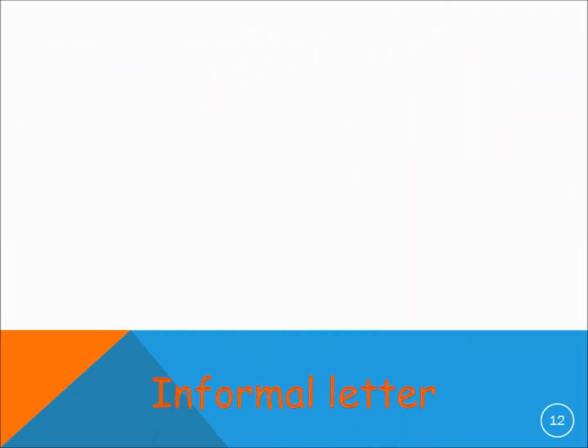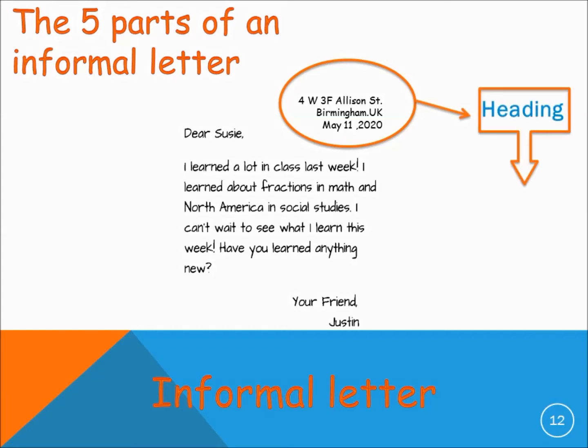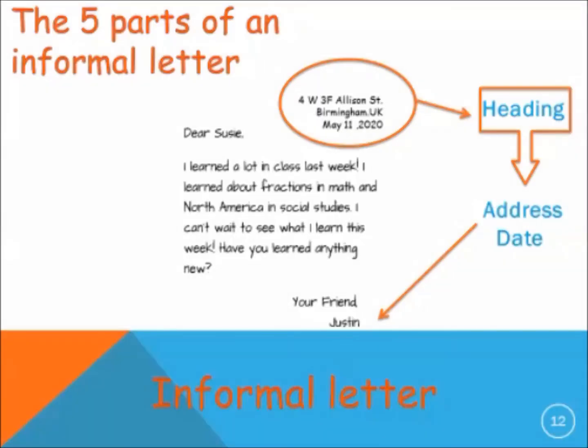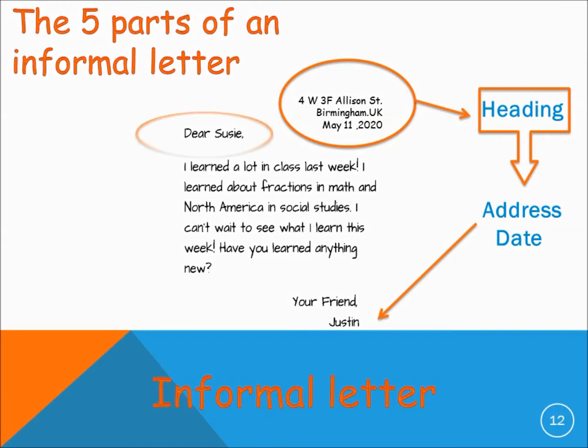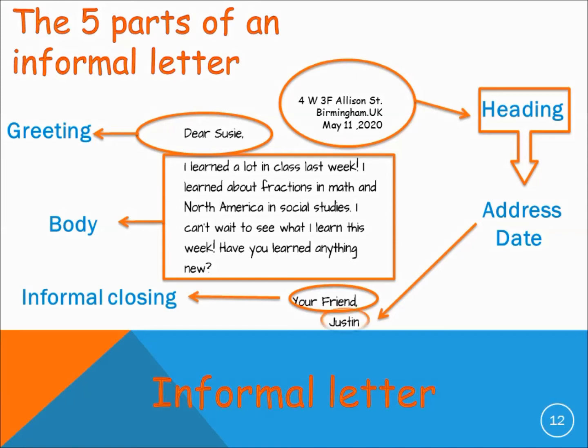Here you can see the 5 parts of an informal letter. Here is my heading, which has the address and the date, and here is Justin's address. So the address is the address of the sender or the writer of the letter. And here is a greeting, Dear Susie, with a capital D and a capital S and a comma. And then here is the body of the letter. And finally an informal closing like your friend and the signature at the end with the name. So this is a friendly letter or an informal letter.